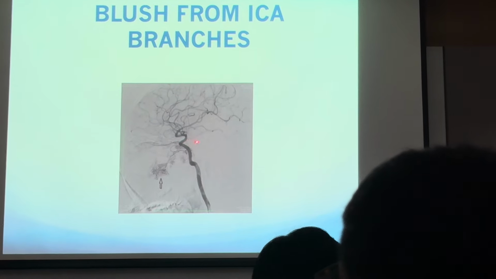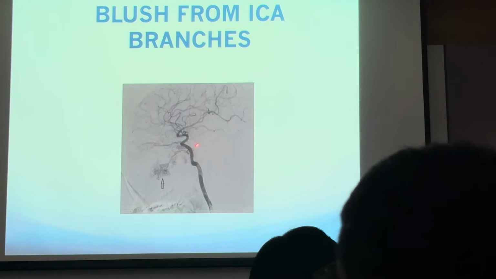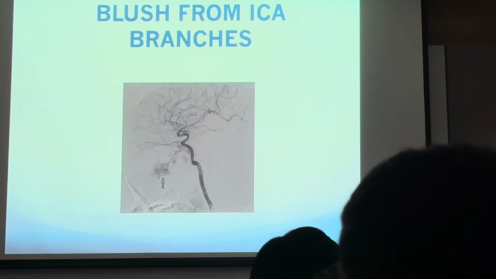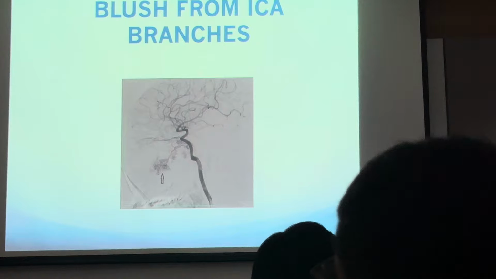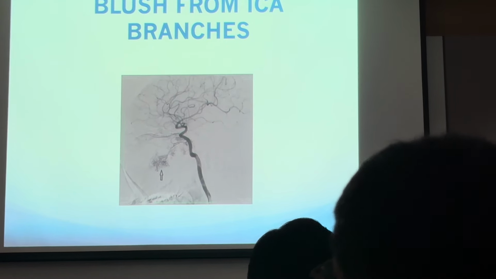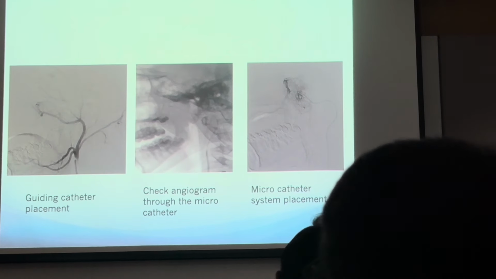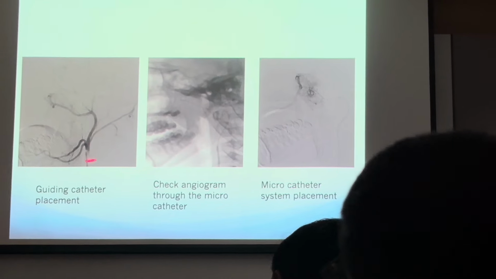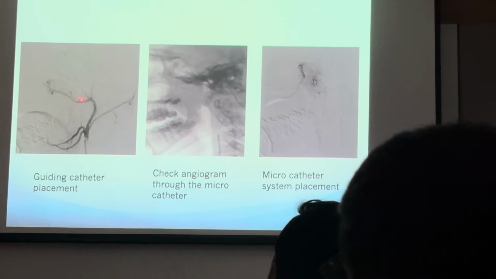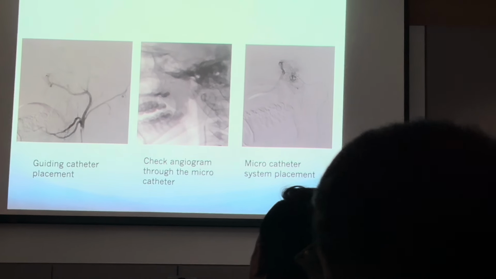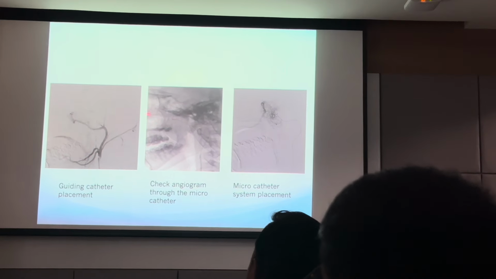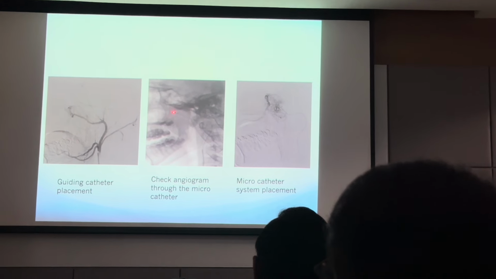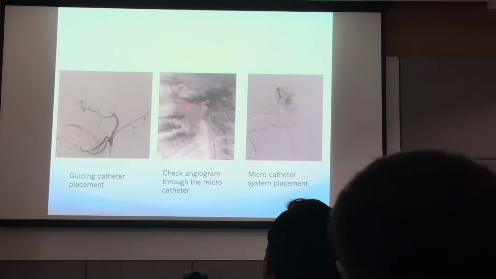Also we note that there is some blush from the internal carotid artery which we may not touch. I will tell you how we can tackle this also, but overall generally we don't touch these areas. Now once we have identified there is a blush from the internal maxillary artery, with that fine microcatheter we will go deep into the internal maxillary artery. So our microcatheter is right now deep into the internal maxillary artery.